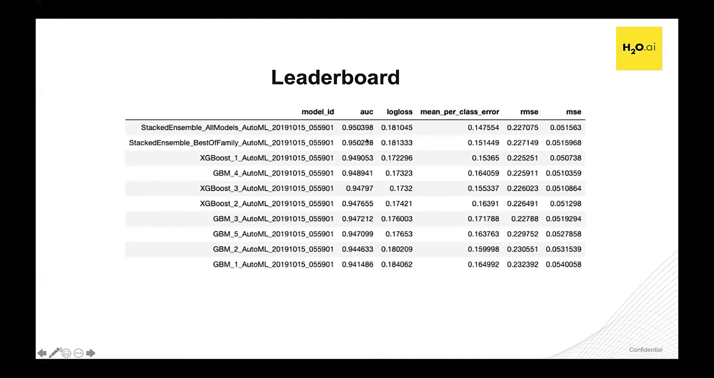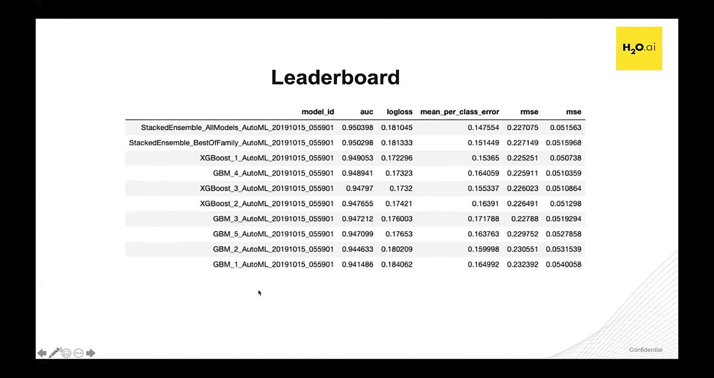or the metrics. And it gives us more than one metric. It gives us AUC, log loss, mean per class error, RMSE, and MSE. These are all the evaluation metrics. And the top two you see are stacked ensembles. Now, this just shows how well the ensembles work, because in this setting also, the models which performed the best were the ensembles. And then there's an XGBoost, GBM, XGBoost, GBM.